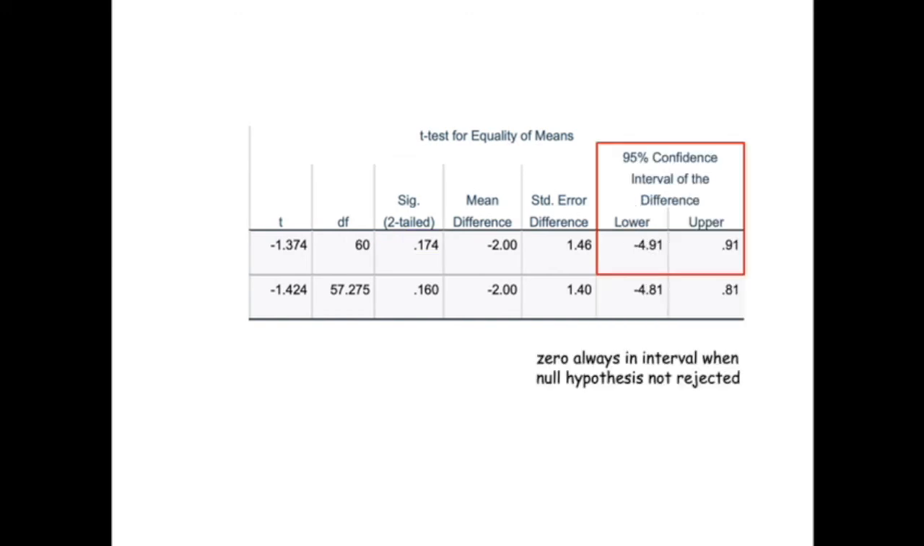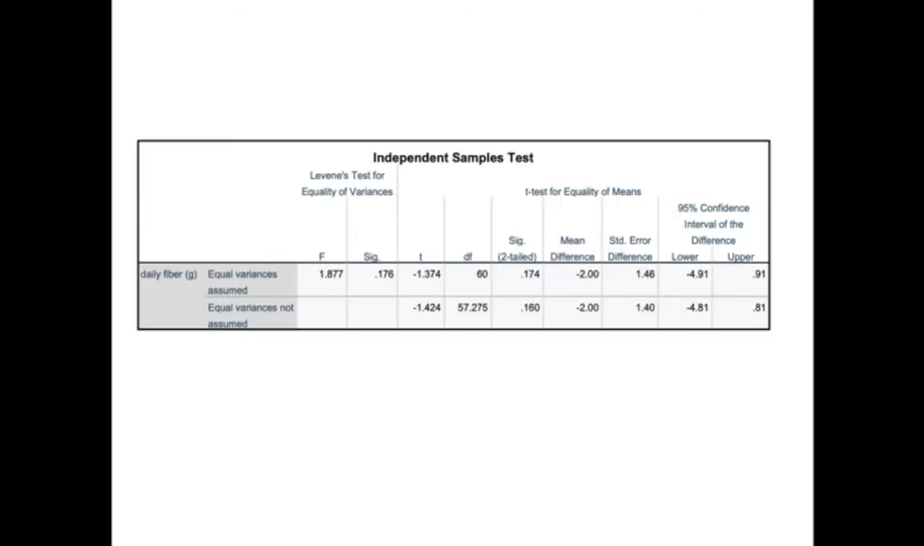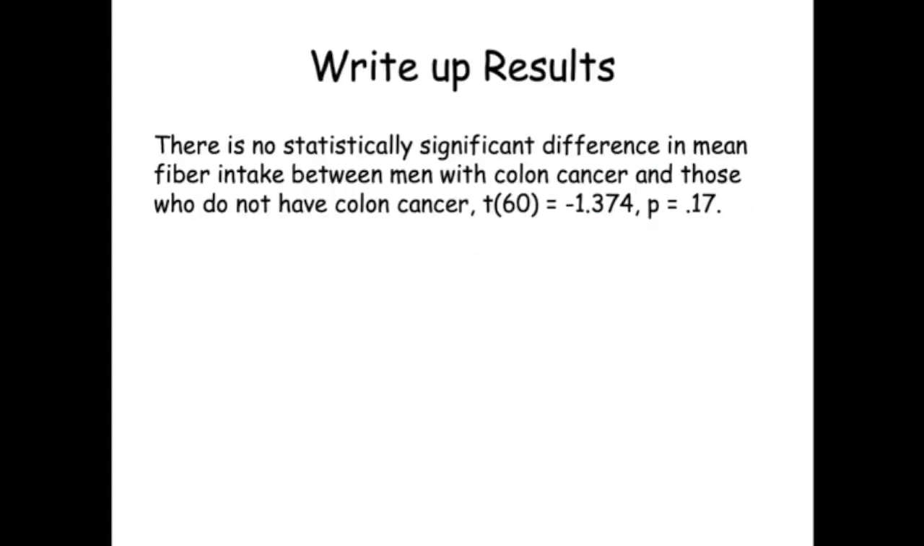The last part of the table is the confidence interval results, which we don't interpret because the t-test results were not statistically significant. This is what the whole table looks like. Levene test results on the left, followed by t-test results and the confidence interval. In our summary, we indicate that there is no significant difference in mean dietary fiber consumption.